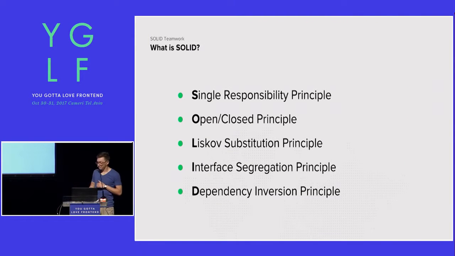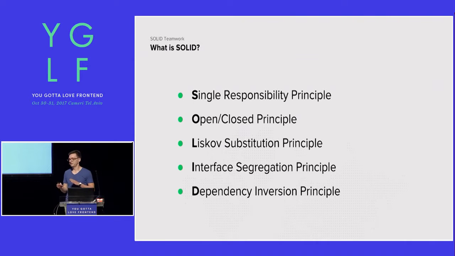And back to the topic, we've got five principles. The first one is the single responsibility principle, which tells us that every class should have only one responsibility. The second one is the open-closed principle, which means that every class should be open for extension, but closed for modification. The third one is the Liskov substitution principle, and it tells us that we should always be able to replace the parent class with its subtypes without affecting our application at all.